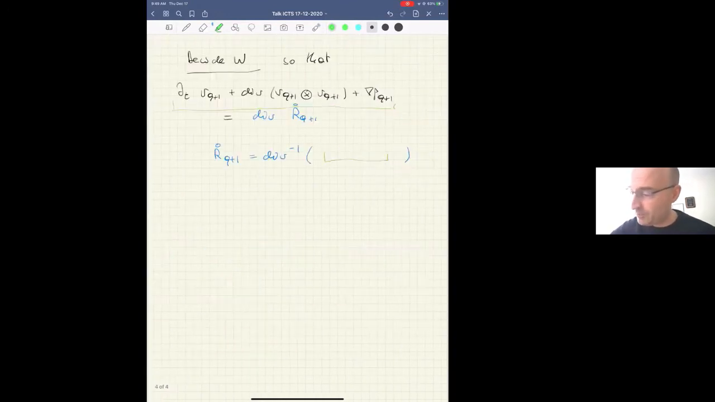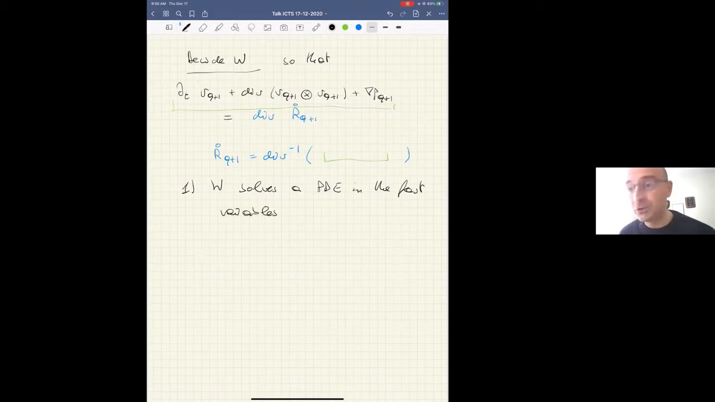W solves a PDE. That's the first principle. So W solves a PDE in the fast variables, and there are no lambda terms in the expansion in lambda when I'm computing derivatives.